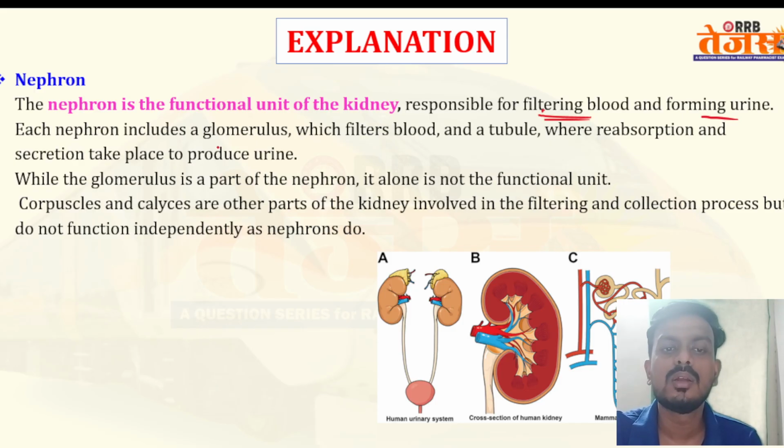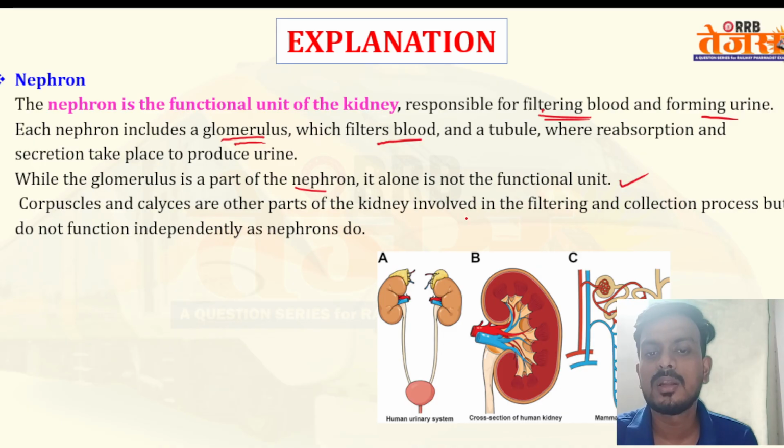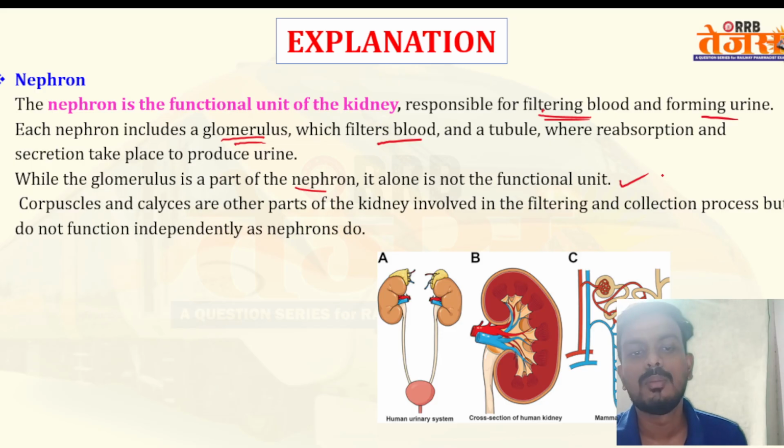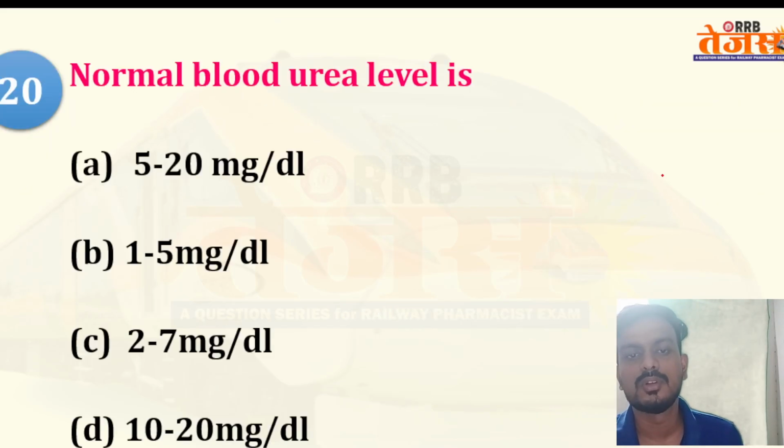Each nephron includes the glomerulus, which filters the blood, and a tubule where reabsorption and secretion take place. While the glomerulus is a part of the nephron, it alone is not the functional unit. Corpuscle and calyx are other parts of the kidney involved in the filtering and collection process, but do not function independently as nephrons do.